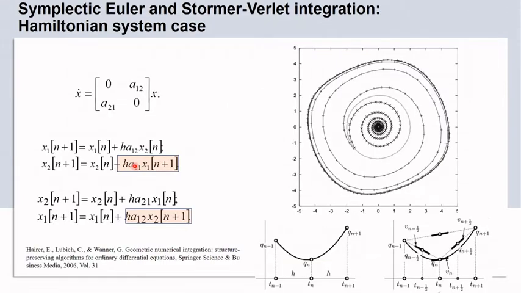Let's start with symplectic Euler and Störmer-Verlet integration. If we have a dynamical system which is conservative and the main diagonal is zero, so we don't have feedbacks, we can make a modification of the well-known Euler method and use the calculated value in the next calculation. Please note that this method exists only for systems of order two and more. There exists another type of this method where we calculate x2 first and use its value when calculating x1.